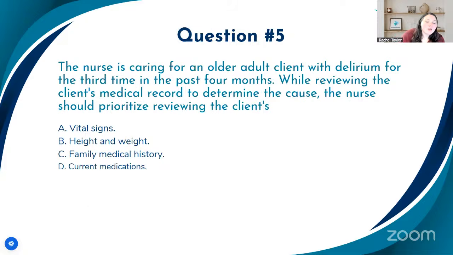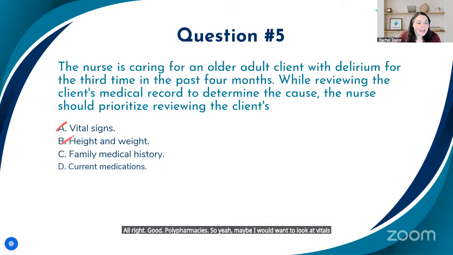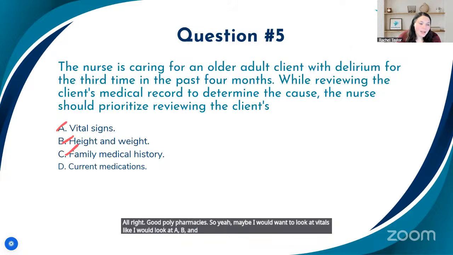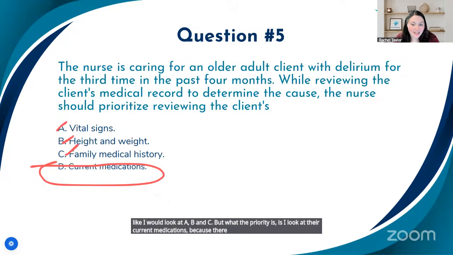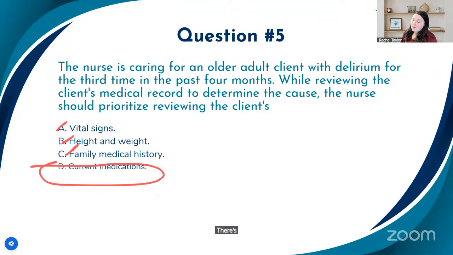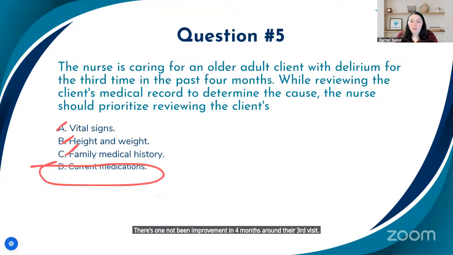All right, good. Polypharmacy. So maybe I would want to look at vitals, like A, B, and C. But the priority is to look at their current medications, because there are two things that can really happen. One, there's no improvement in four months and they're on their third visit. But two, what we see a lot of times is that they have polypharmacy.